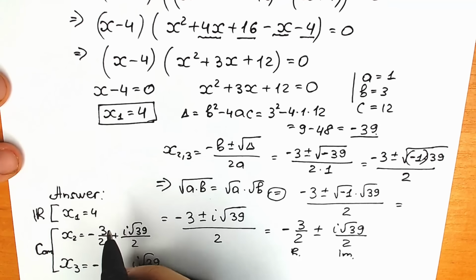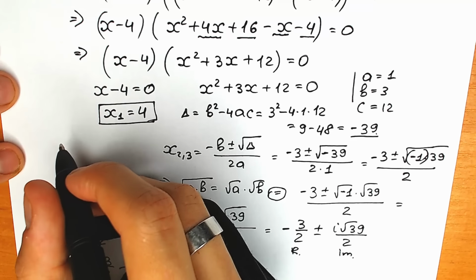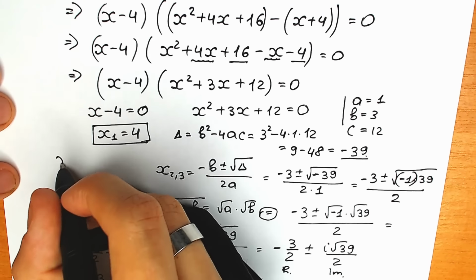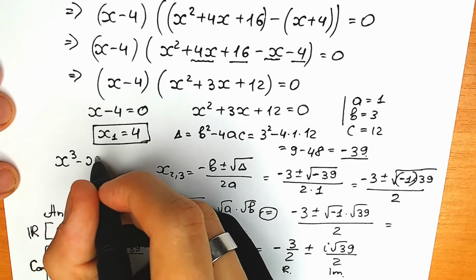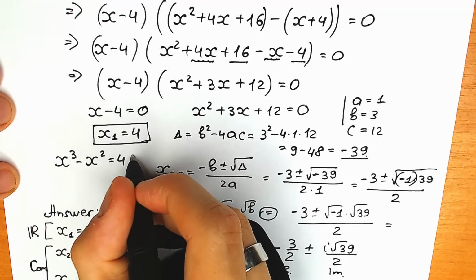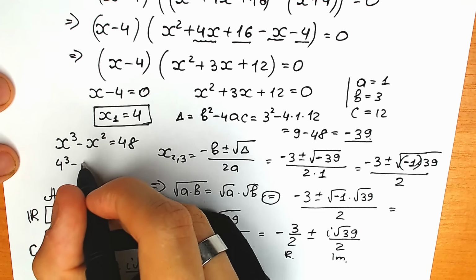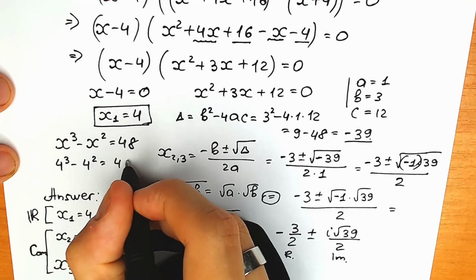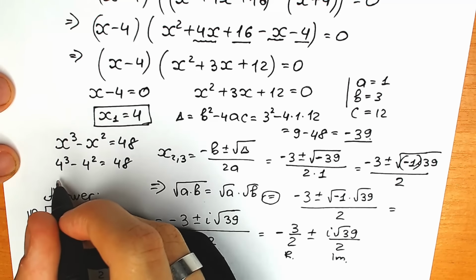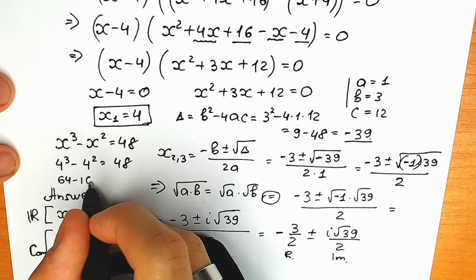In the beginning, what we had, x, x square, I guess. Yeah, we have x cubed minus x square equal to 48. This is our equation from the beginning. When we plug in 4, we have 4 cubed minus 4 square equal to 48. And this is a correct expression. We have 64 minus 16 equal to 48.